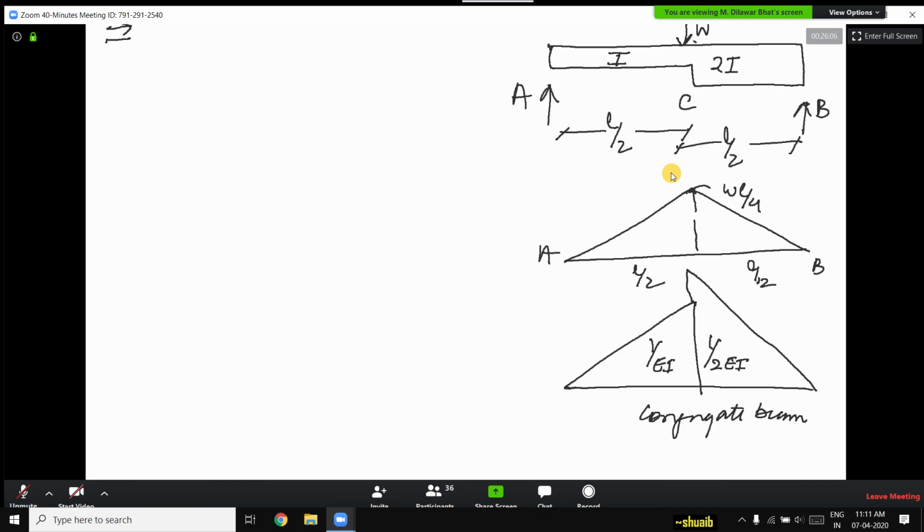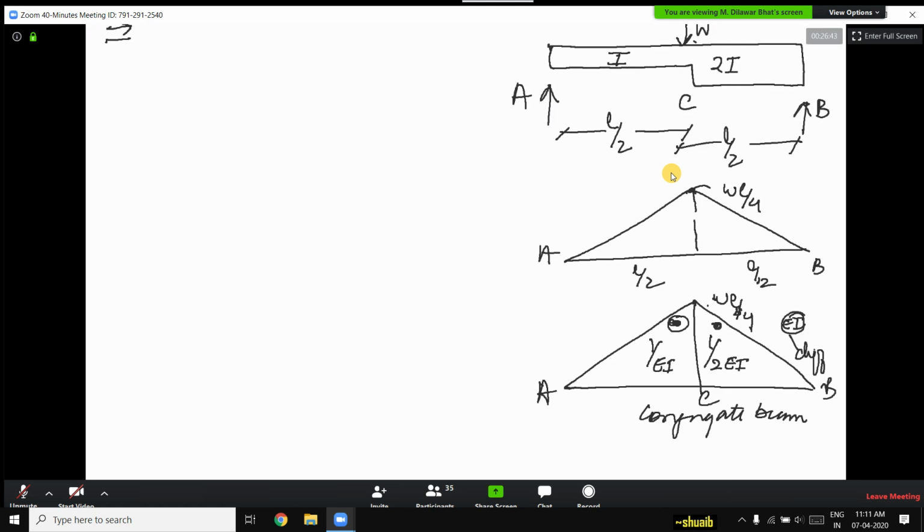And at this very point, again we will be having WL/4, but EI is different for both the cases. It will be different for this portion and it will be different for this very portion. That means we will name it by A, B and C.